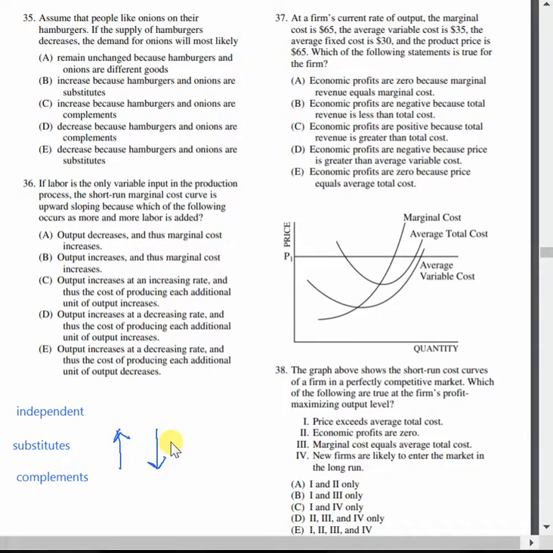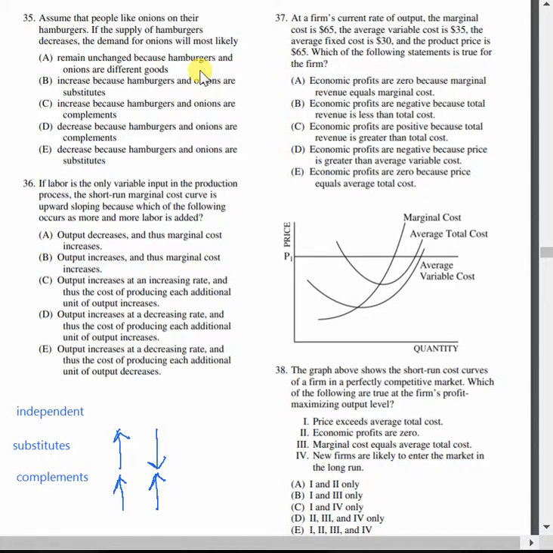And similarly, you have complements. A complement: if demand for one product goes up, and they're complements, then the demand for the other will go up. These move directly correlated with one another. All right, so keeping that in mind, let's do number 35.